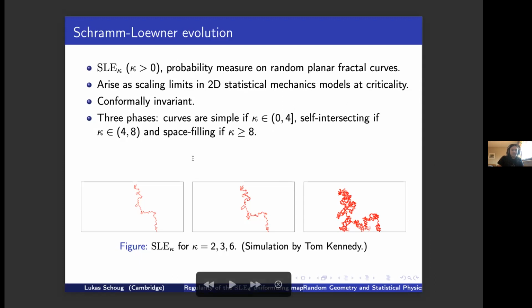So we can basically see here in the simulations by Tom Kennedy that for kappa equal to 2, it's this fractal object, which is not that rough, whereas when we increase kappa to 3, then it's more rough. You see that it almost intersects itself. Whereas for kappa equal to 6, it does intersect itself, and it's way more rough than previously. And then if you were to consider kappa greater than 8, then it would just grow as a blob.